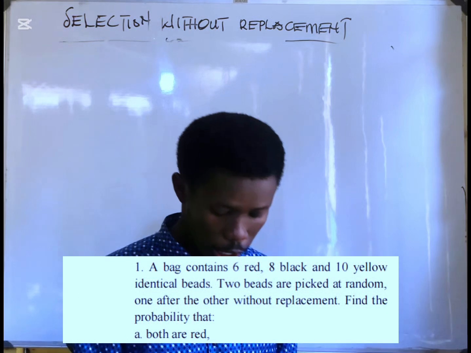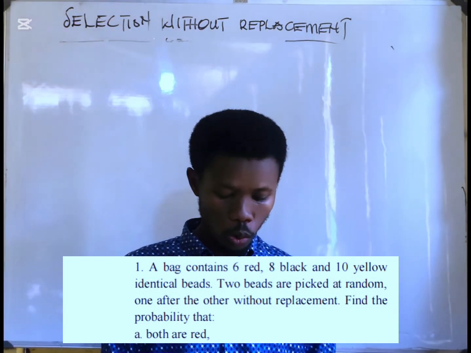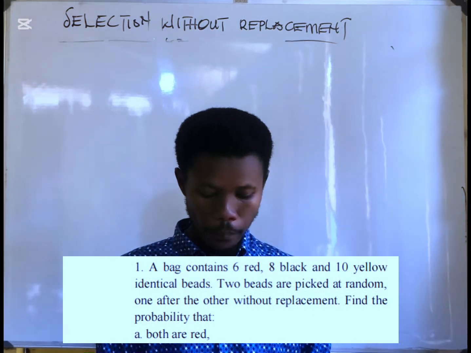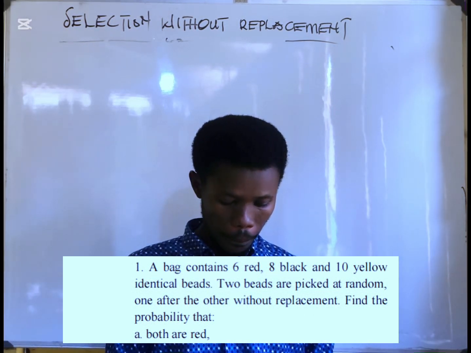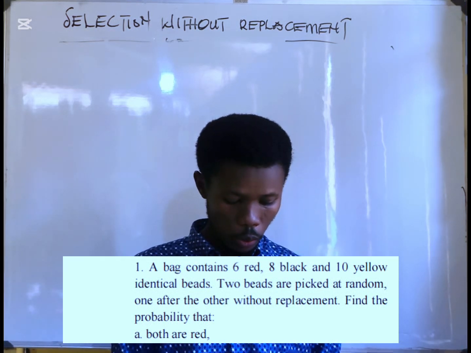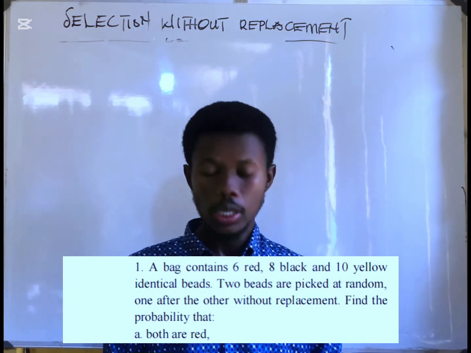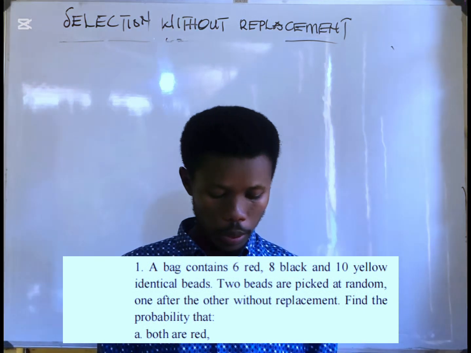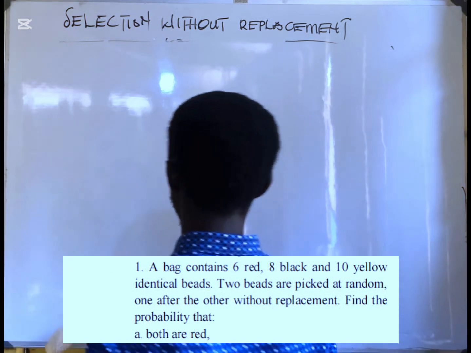A bag contains 6 red, 8 black, and 10 yellow identical beads. Okay? 2 beads are picked at random, one after the other, without replacement. Find the probability that those 2 beads are red. So you should find the probability that both are red. Those 2 beads that we picked are red. This one is not anything difficult.